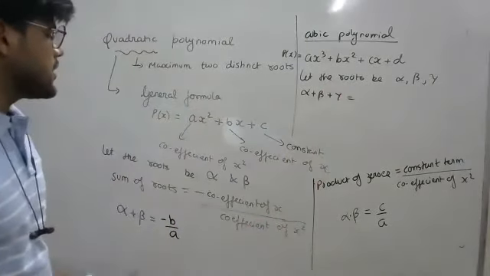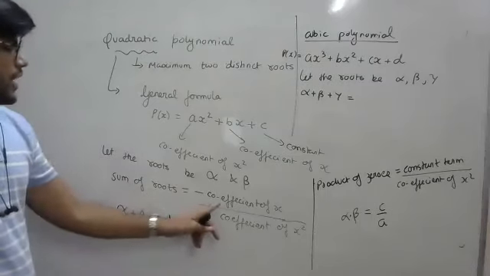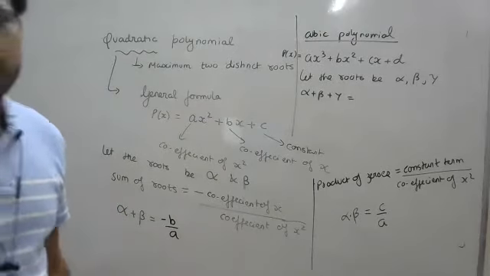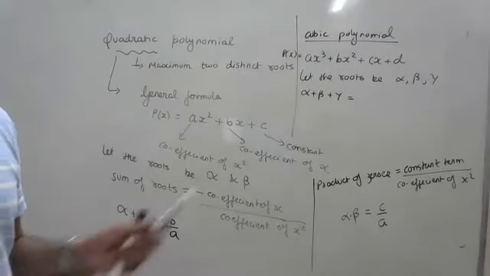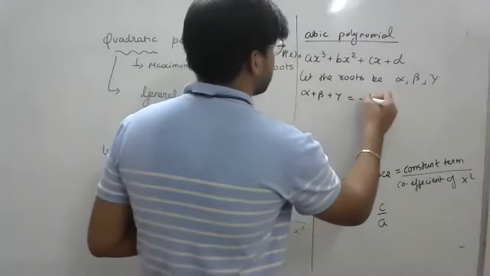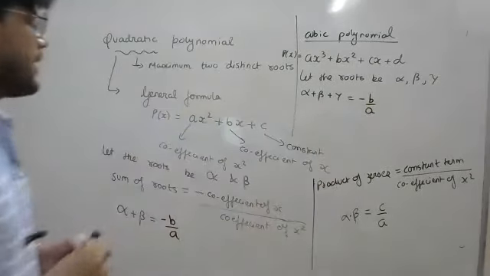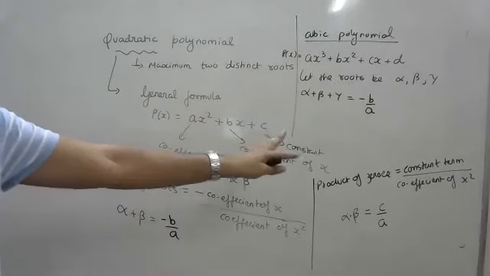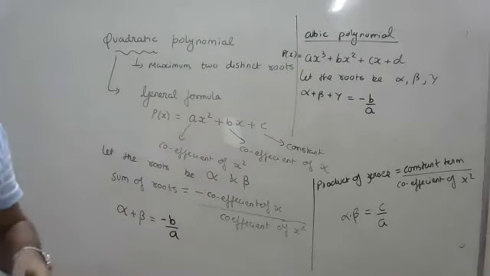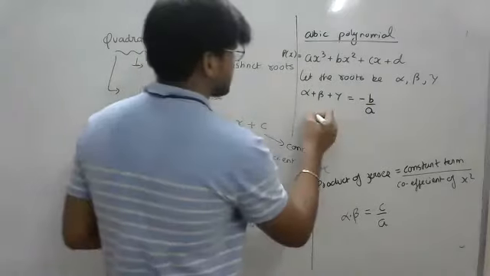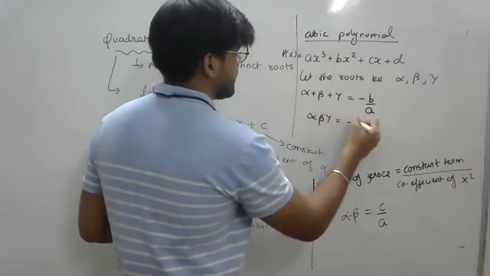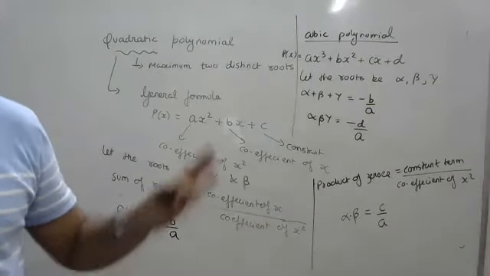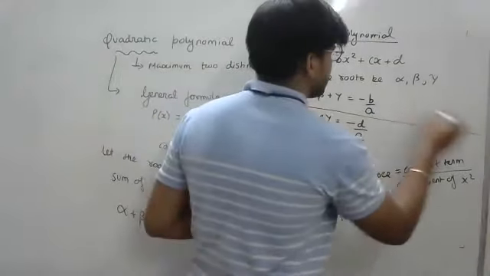The sum of roots will be nothing but, what did you write here? Coefficient of x upon coefficient of x square. What would be the formula here? It will be minus b by a. Here also the sum of roots is minus b by a. And in case of the product, alpha into beta into gamma, yes, it's minus d by a. We are just discussing, no need to learn it for boards.